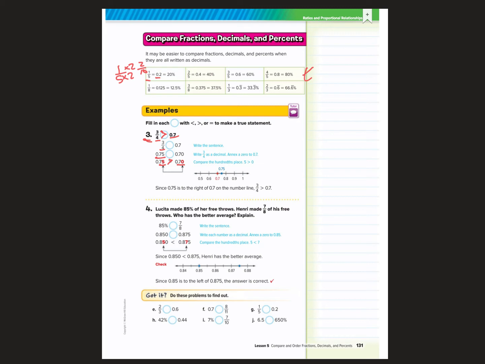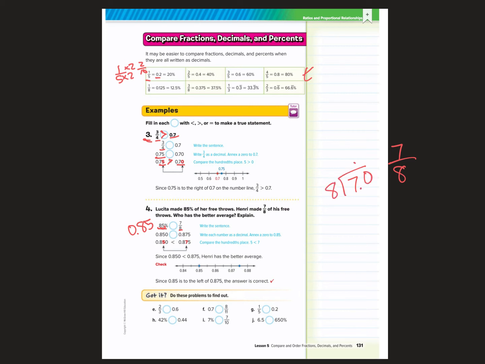Okay, again, we have a percent and a fraction, so we should either turn them both into fractions, both into percents, or in this case, they did decimals. Isn't that interesting? Probably because 8 doesn't really go into 100. So 85%, we can just write 85 hundredths. Now 7/8, I would probably do 7 divided by 8.